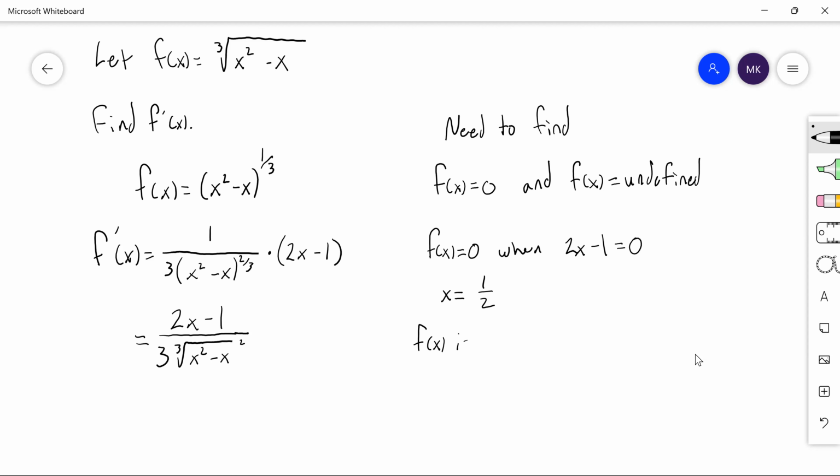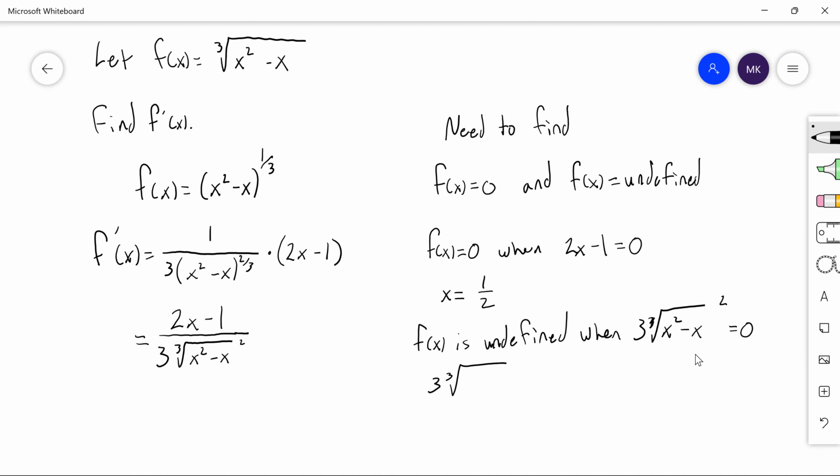And f prime of x is undefined when 3 times the cube root of x squared minus x, squared, equals 0. 0 and 1.